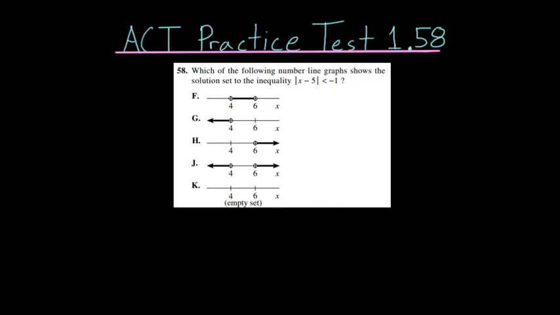For the 58th problem on this first ACT practice test, which of the following number line graphs shows the solution set to the inequality the absolute value of x minus 5 is less than -1? So before we focus on this specific problem, let's take a closer look at absolute values in general.